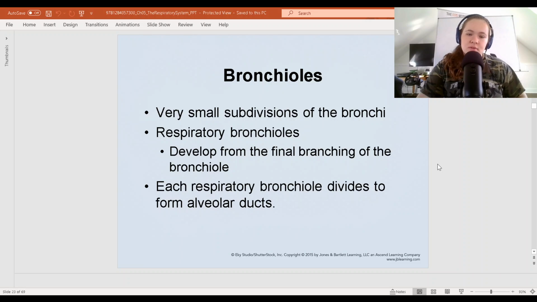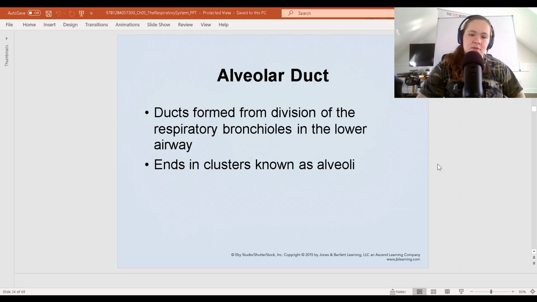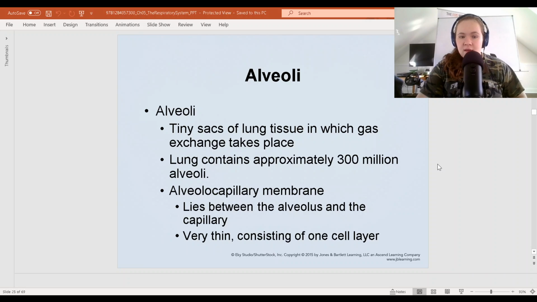For the bronchioles, these are very small subdivisions of the bronchi. Respiratory bronchioles develop from the final branching of the bronchiole, and each respiratory bronchiole divides into alveolar ducts. The alveolar ducts are ducts formed from division of the respiratory bronchioles in the lower airway. This ends in clusters known as alveoli. The alveoli are tiny sacs of lung tissue in which gas exchange takes place.